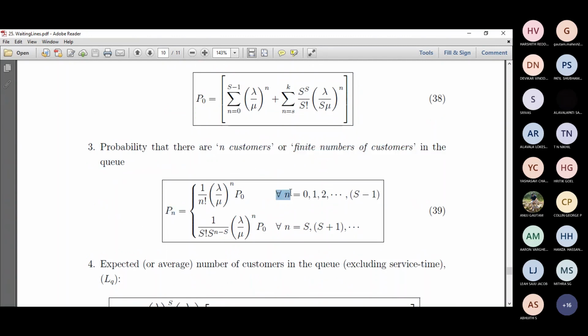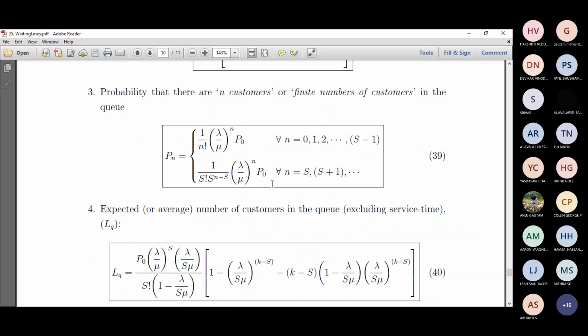This is the formula. If n is from 0 to s minus 1, you have 1 by n factorial into (lambda by mu) whole power n into p naught. If n is from s to k, then it is 1 by s factorial s power (n minus s), then (lambda by mu) power n into p naught. So this is a typical formula.